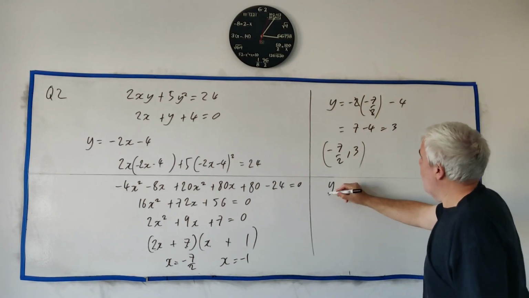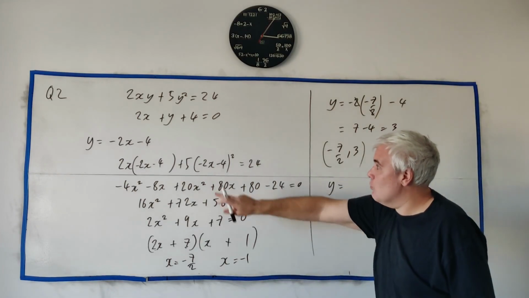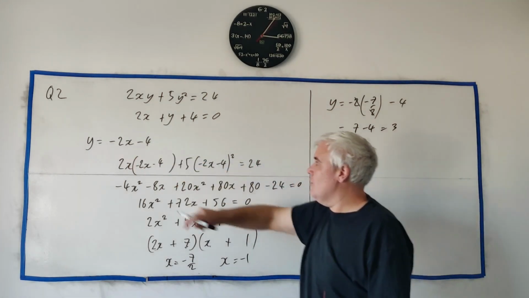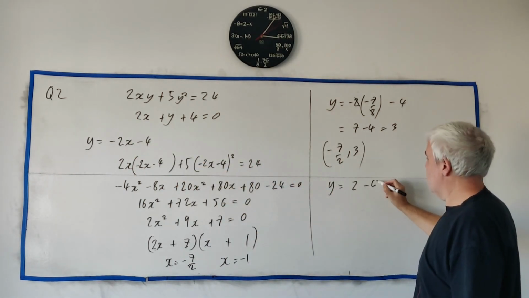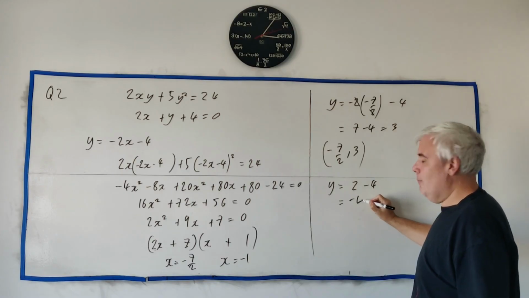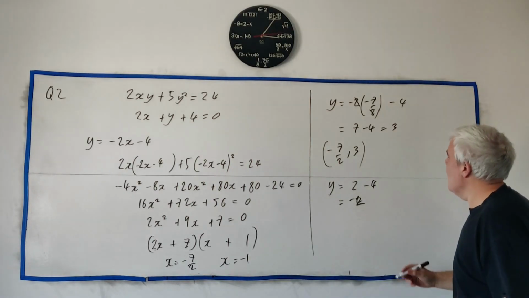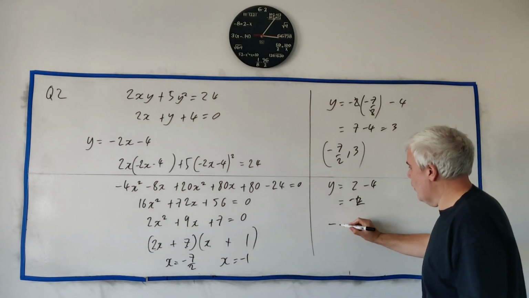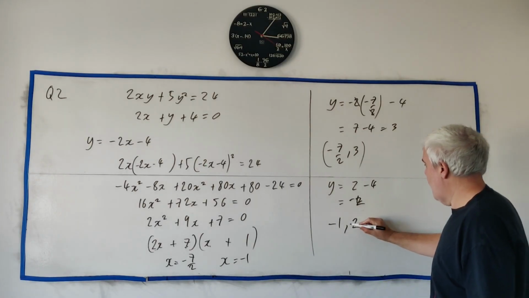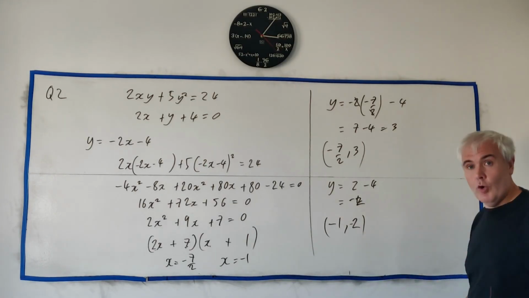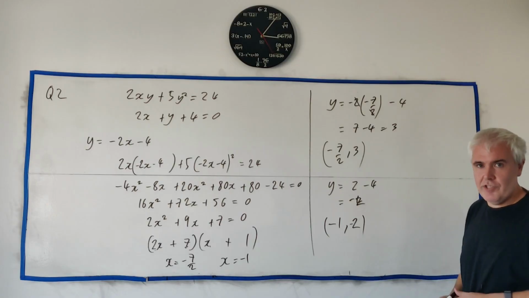Do the same again. y is equal to, put minus 1 in. Minus 2 times minus 1 is 2, minus 4 equals minus 2 should be there. And that coordinate is minus 1, minus 2. So there are your two coordinates. That's your answer to this question.